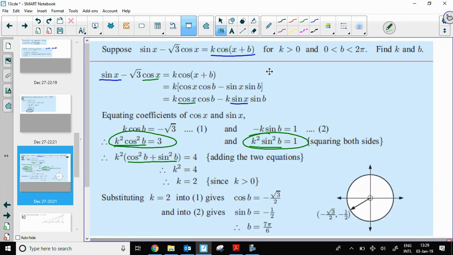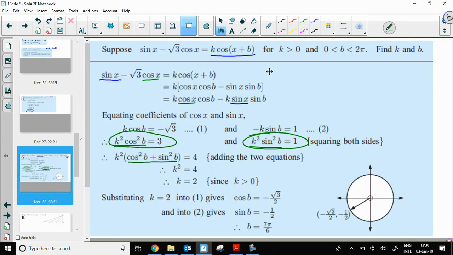And then from there, once we know what k is, we can easily work out what cosine of b and what sine of b are. And then there's only one possible value for b based on those. Since they're both negative, b must be in the third quadrant. And there we go. So this problem is really about using the compound angle formula and then solving a system of equations.